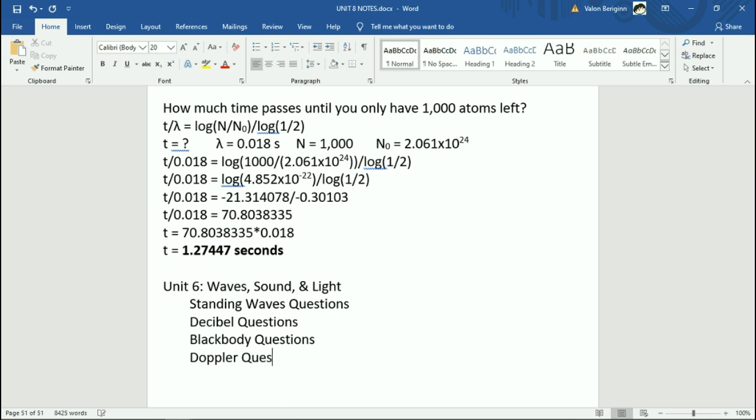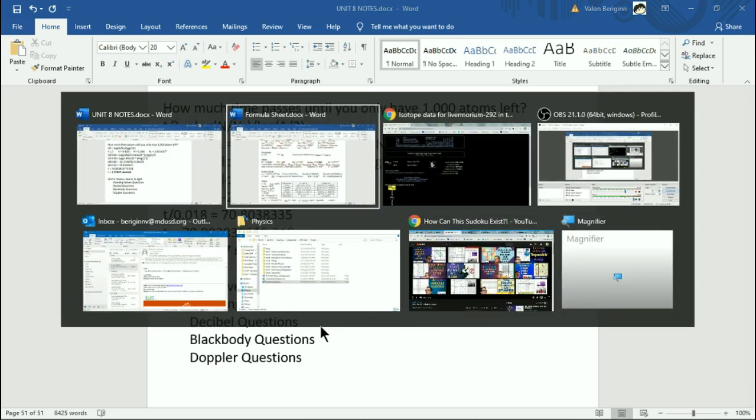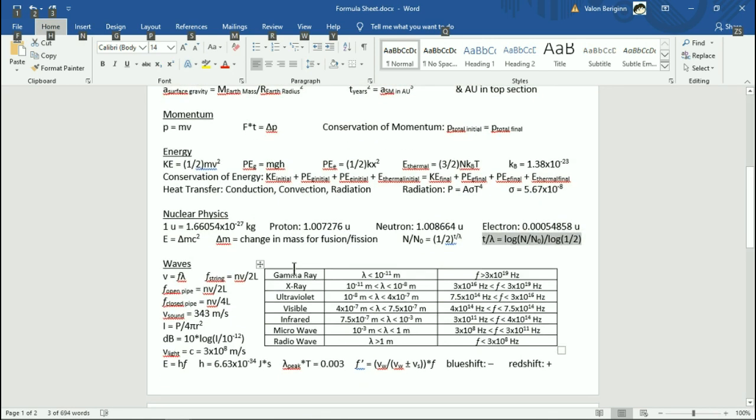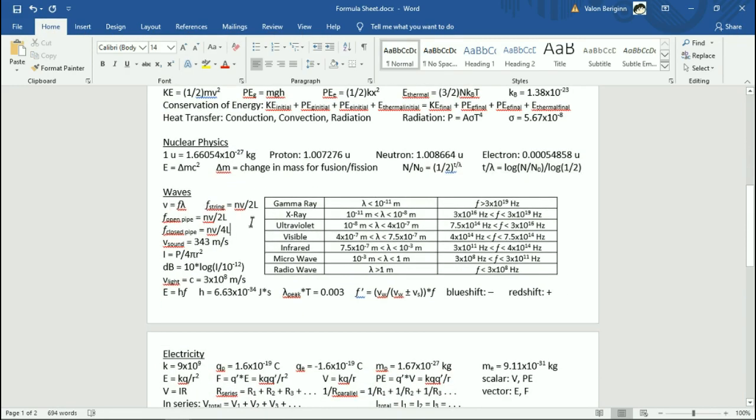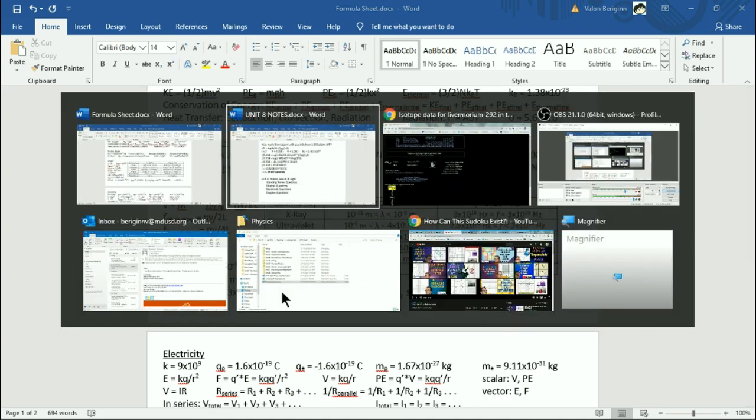I think those are kind of the main things. Let me look at the formula sheet here. So yeah, here's the pipe stuff, or the standing waves. Then we have your intensity decibel level. There's the energy from the atomic energy stuff we could get at. You know what? I'll put that in there.